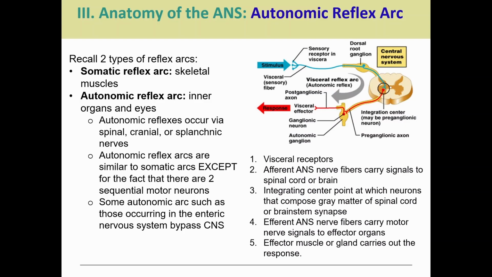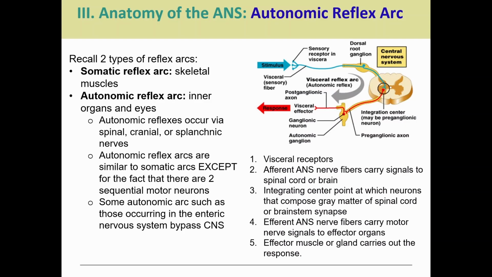Some autonomic arcs, like those happening in the enteric nervous system, so like in the GI tract, can actually bypass the central nervous system. We don't necessarily see the central nervous system get involved. It kind of stays all peripheral.